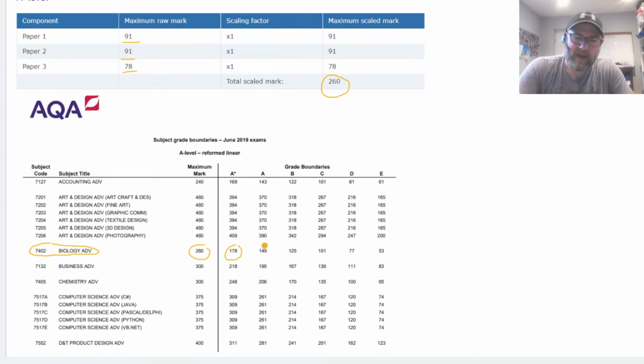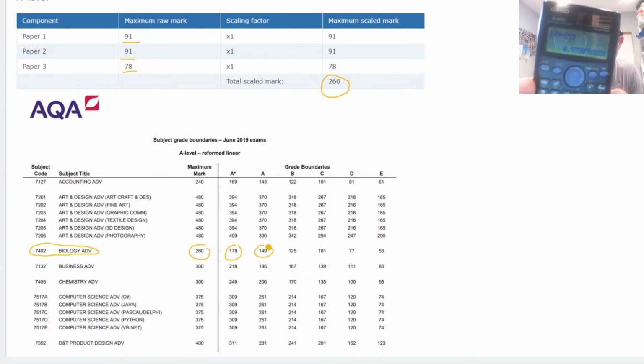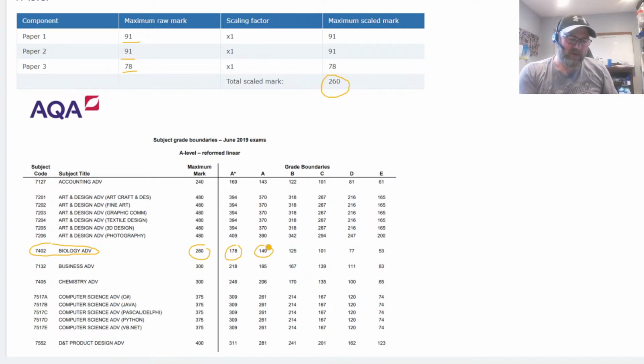If you go down here, I think this is like 149 out of 260 to get an A. That's pretty good. That's 57% gets you an A. Now, you'll need A's and A stars if you want to study medicine at a top university or you want to do a top course. But you can rest assured in biology, you'll only need 57% for an A and 69% for an A star.